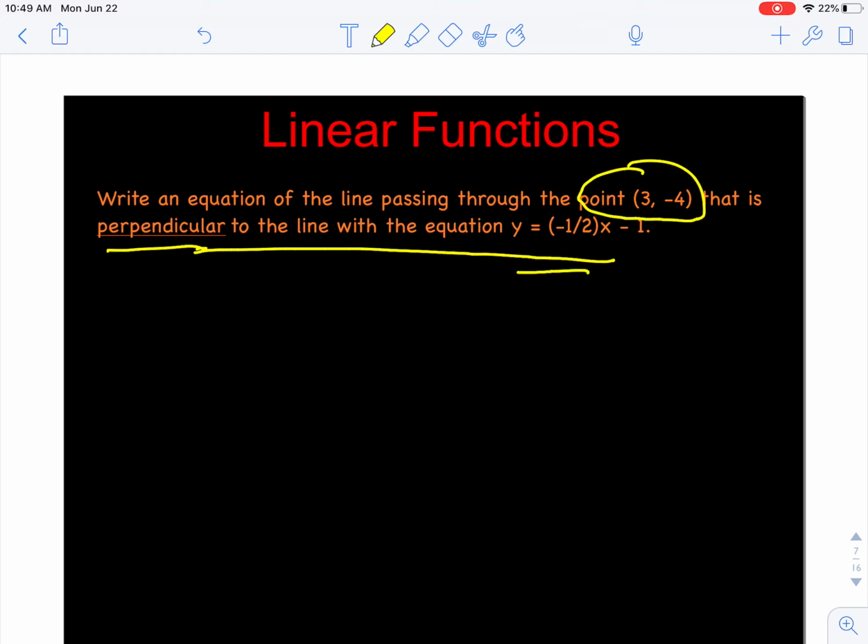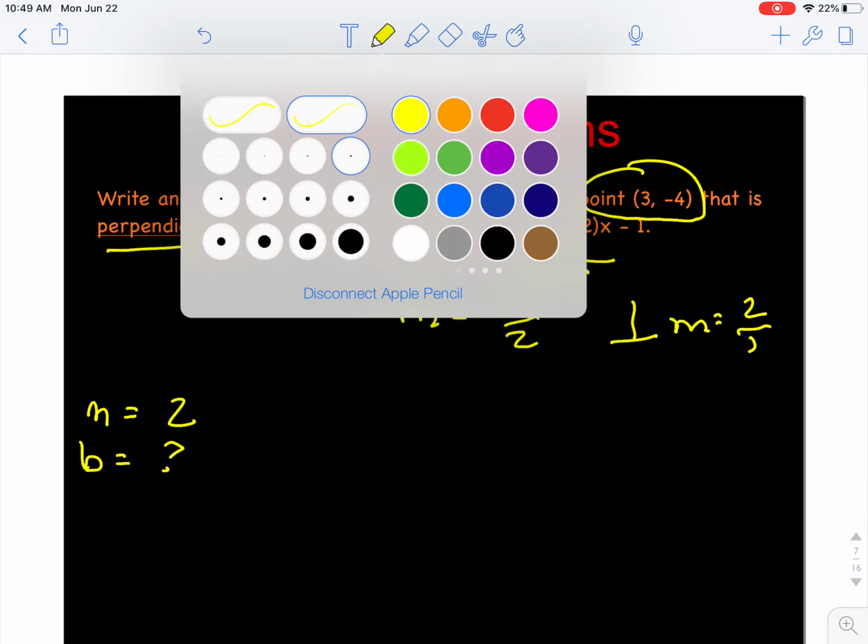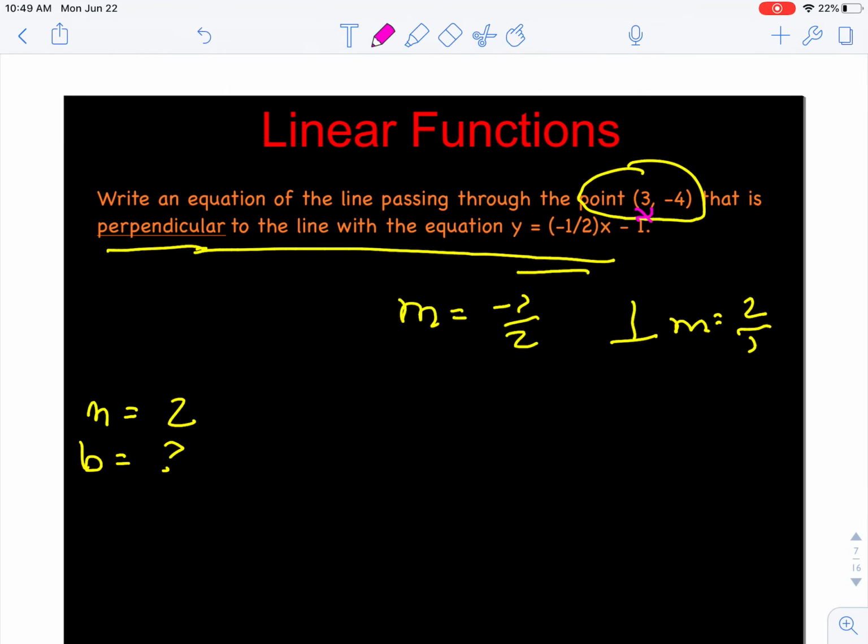So again, the slope of this line, which is in slope-intercept form, is -1/2. So my perpendicular slope has to be the opposite reciprocal, so that makes it positive 2/1. So now I know that the slope of the line I'm writing is going to be 2, and I need to find the y-intercept again. So I take the x and y from the given point that it's going to go through, and I plug it in.